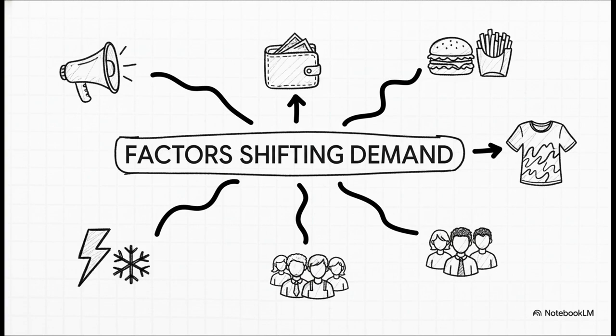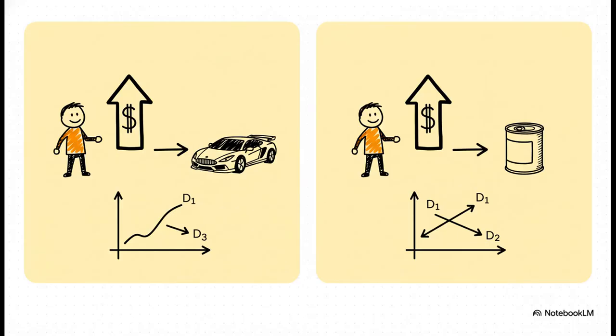Let's just zoom in on a couple of these. Yeah, changes in income have a really interesting effect. So for most things, what we call normal goods, when people's incomes go up, demand goes up too. Think about things like holidays or new cars. But for inferior goods, the opposite happens. As people get richer, they might stop buying the supermarket's own label pasta and switch to a more premium brand. So demand for that cheaper option actually falls.